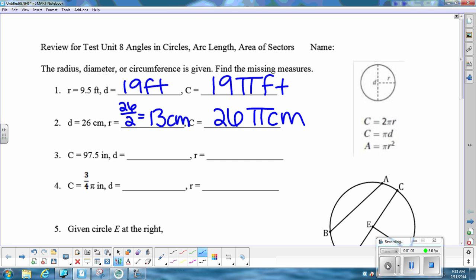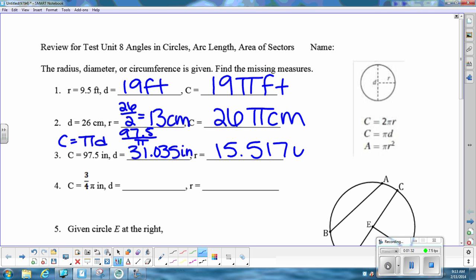This time we're given the circumference. So that means this is pi times diameter. So to get our diameter, do 97.5 divided by pi, and we get 31.035 inches. So then to get our radius, divide that in half, so we get 15.517 inches.